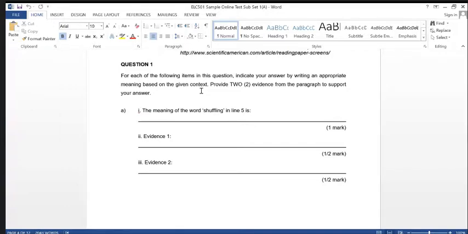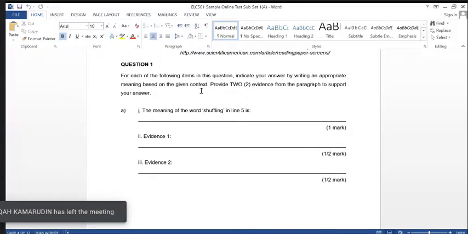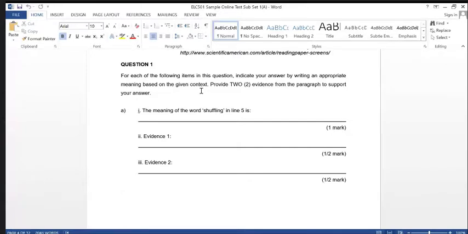That is why the context where the word exists is very important in answering question one. That's why we call this contextual clue. Now, if you see the word shuffling in line 5, there must be a reason. They gave you line 5, meaning they want you to give the meaning of the word shuffling as it appears only in line 5, not in a different context.